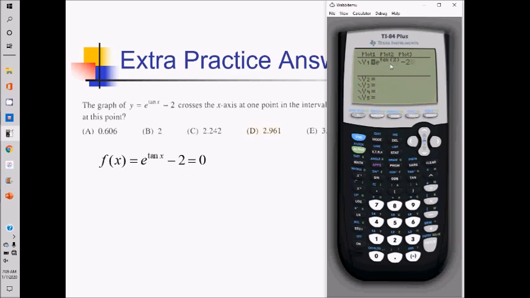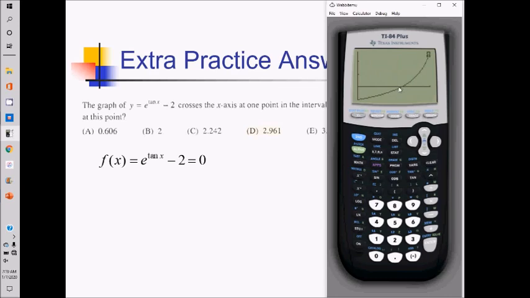So now to graph this, let me first get my window. And we only want to look between 0 and 1, because that's the interval they said that we're looking for an x-intercept in. So 0 to 1, my x-min and x-max. And let me do zoom 0, zoom fit. And let's see that x-intercept that they were talking about. So this is a very slowly graphing function. There's a lot going on in this. But we definitely have a crossing right here.